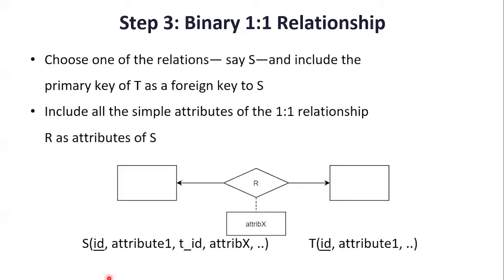And now we have to choose one of the relations, let's say S, and include the primary key of T as a foreign key in S. So we have to include T's ID, or whatever the primary key is, here in S as a foreign key. And if there are simple attributes belonging to the relationship, we can include them also under the relation S. So you can see this attribute X now goes under the relation S.